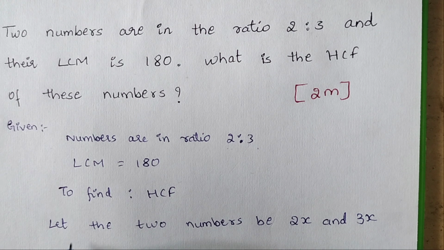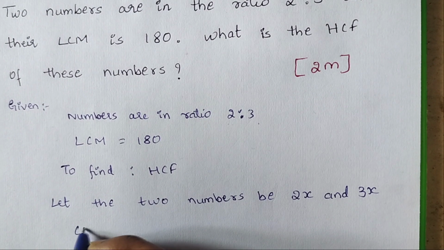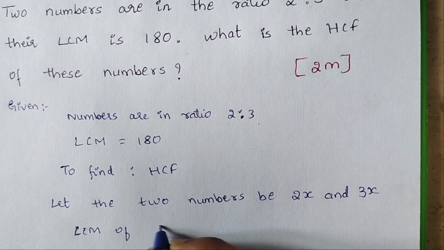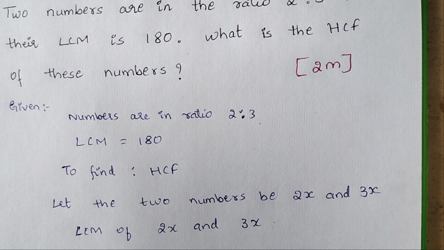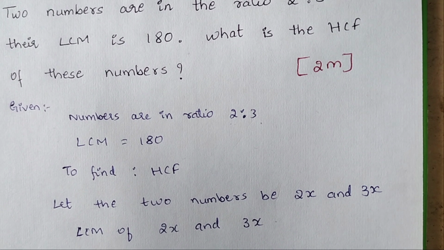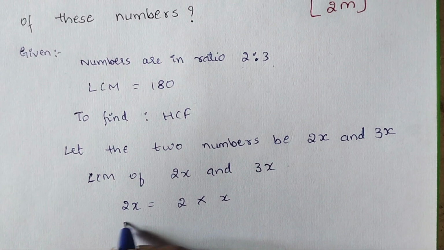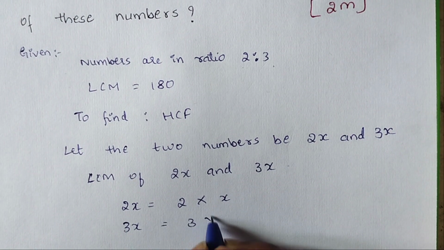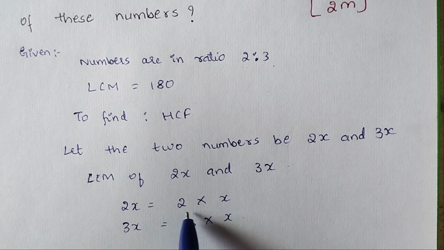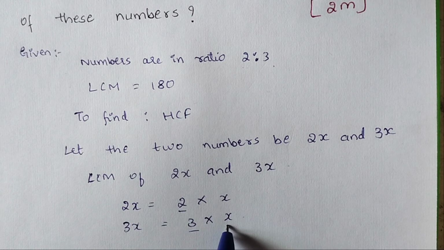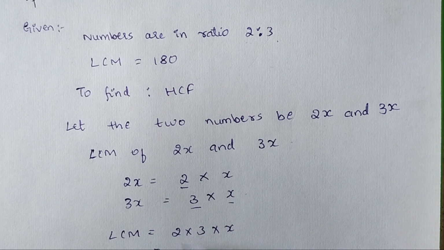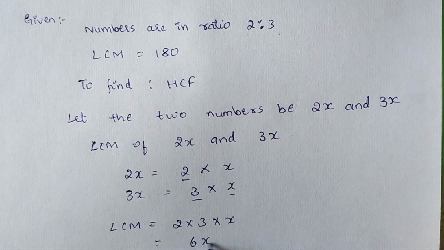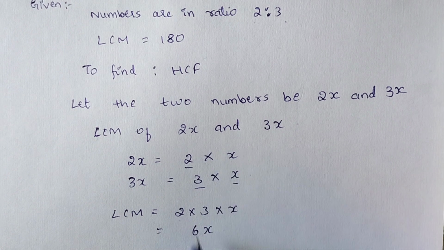Now what will be the LCM of 2x and 3x? Very easy. I can write 2x as 2 into x and 3x as 3 into x. So the LCM is 2 into 3 into x. 2 threes are 6, so 6x. The LCM of 2x and 3x is 6x.